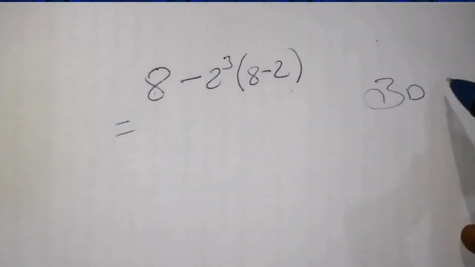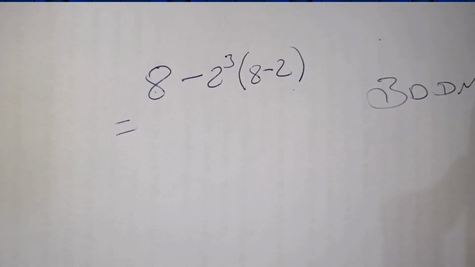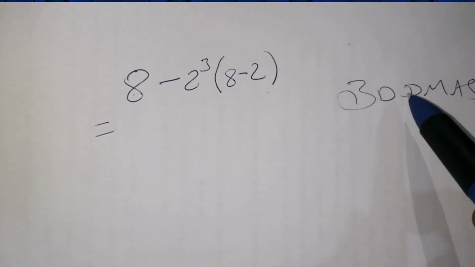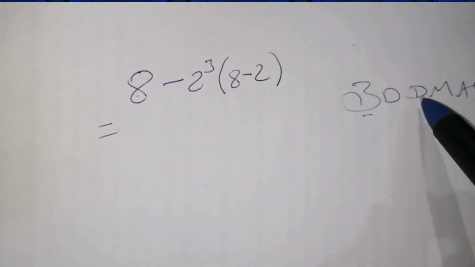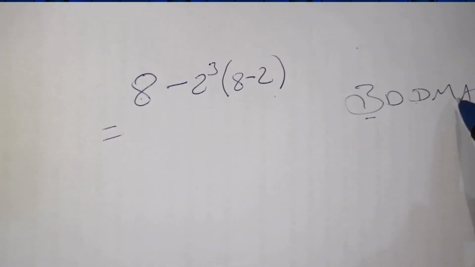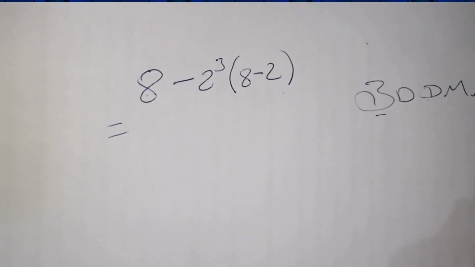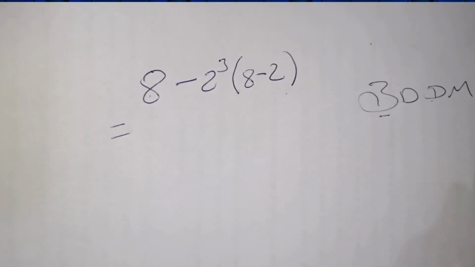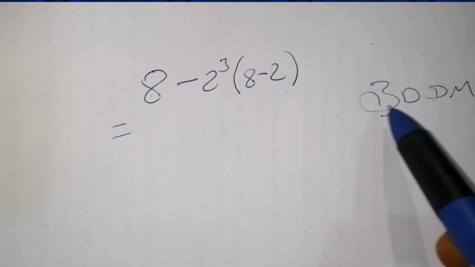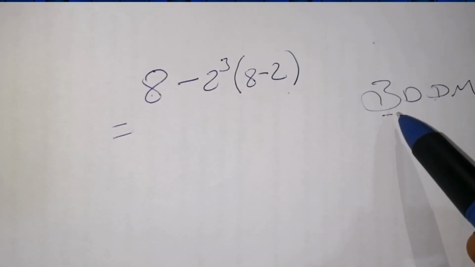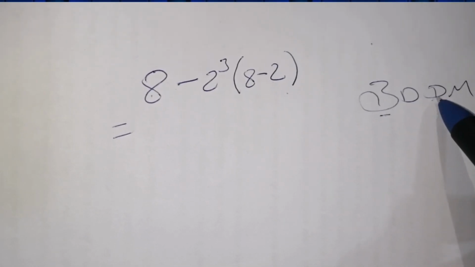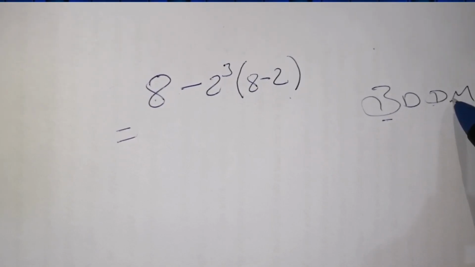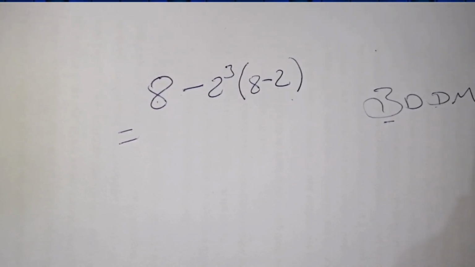We have to follow the BODMAS rule. BODMAS rule means there is a bracket, then division, multiplication, addition and subtraction. We have to follow these orders. If there is a bracket, we have to do the bracket first. If there is division, we have to divide first before multiplication, and addition before subtraction.